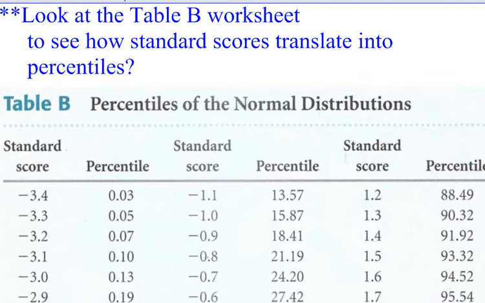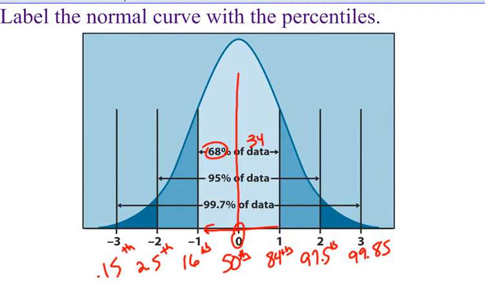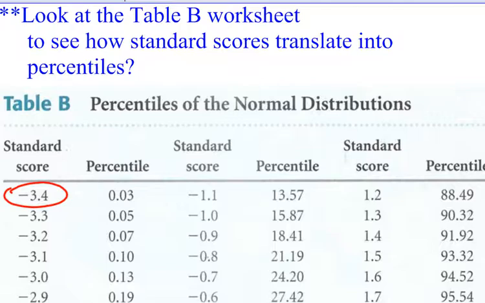So if your standard score is negative 3.4, what does that actually mean? That means you are 3.4 standard deviations below the mean. So that's how far away you are. Think of that in the graph of a normal curve. Now this is just for normal data. 3.4 is further than this, isn't it? So when you look at that percentile, it gives us a percentile of 0.03.